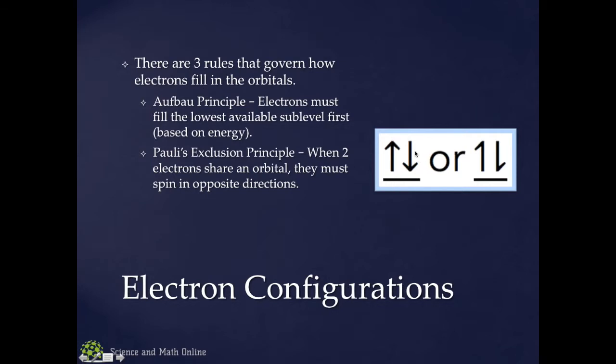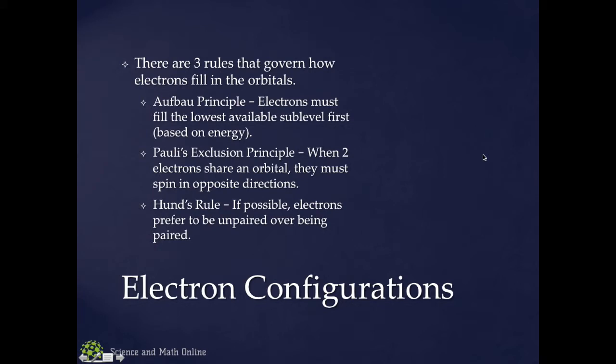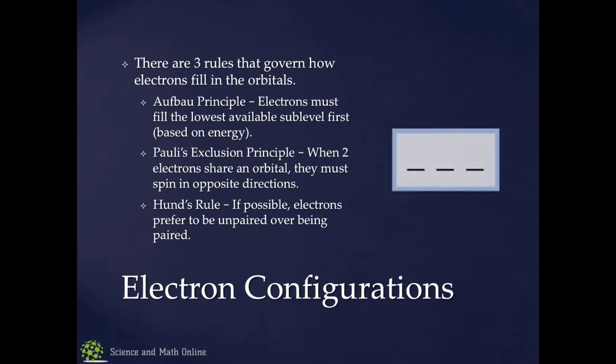You can draw them as full arrows or half arrows. This is the most common way of doing it, just because chemists are lazy and it saves time, so we do 2 half arrows instead. All right, third one, Hund's rule. If possible, electrons prefer to be unpaired over being paired. This happens in p, d, and f sublevels, because in an s you only have 1 orbital, so they don't have anywhere to go.